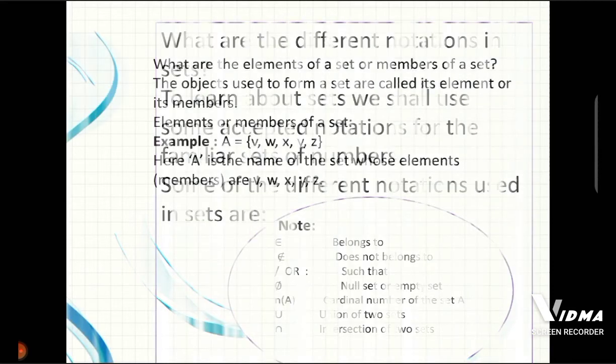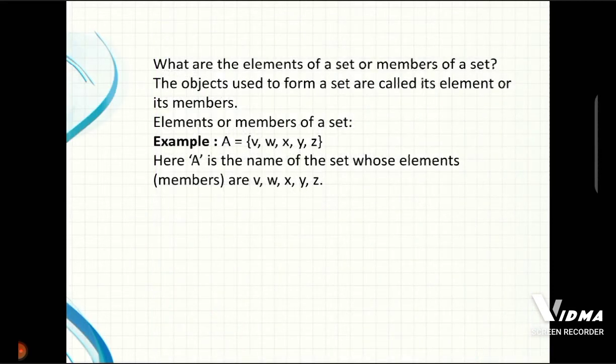Now I am going to move on to the third objective. What are the elements of a set or members of a set? The objects used to form a set are called its elements or its members. For example, as you can see, elements or a member of a set.